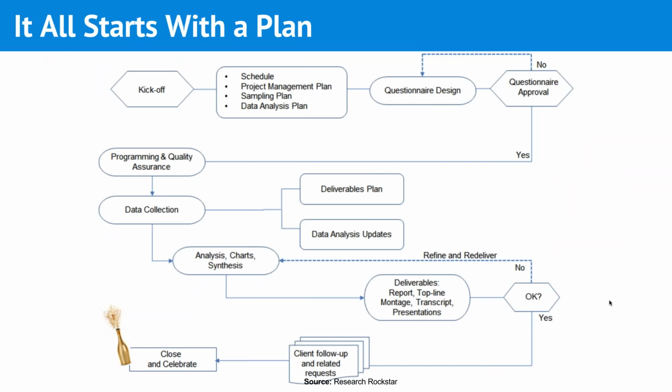So it all starts with a plan, and this flow chart comes from our good friends at Research Rockstar, so just a shout out to them. But the key point I'd like to reiterate here as we look at this flow chart is that before survey design can even begin, we have to know who we're speaking to, and that drives our sampling plan, and what the overarching research questions are that we plan to answer. Now, these are not specific survey questions. These are the big picture questions that our clients need to have answers to. This will inform our data analysis plan, which then in turn informs our survey plan.